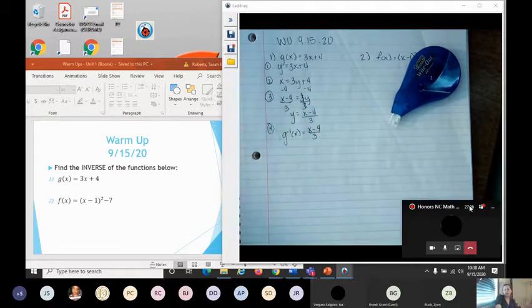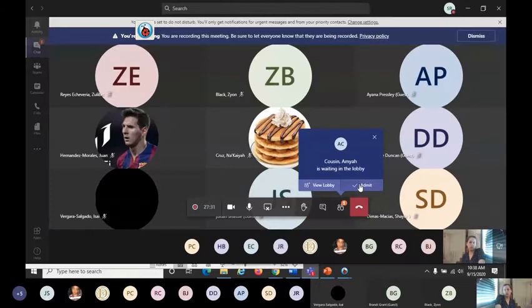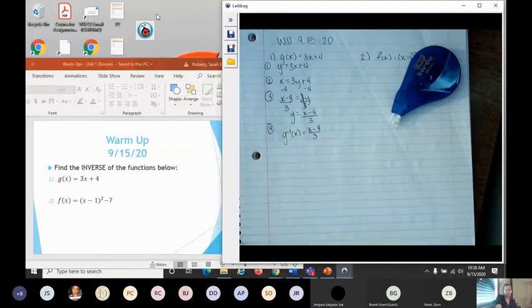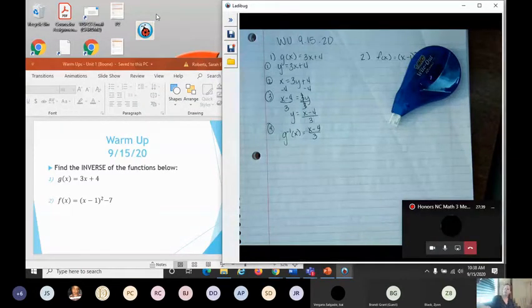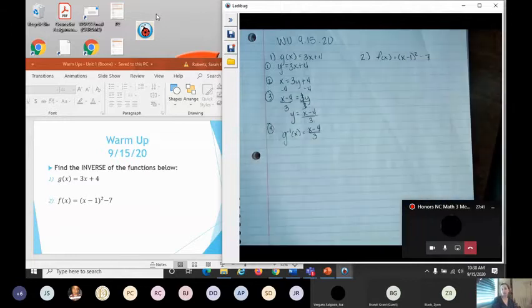Okay, it sounded like somebody was trying to come in, so Amaya's here now. Welcome, Amaya. So this is the process for finding the inverse function for our g of x. What questions does everybody have? Isai, you did a great job. Thank you very much.